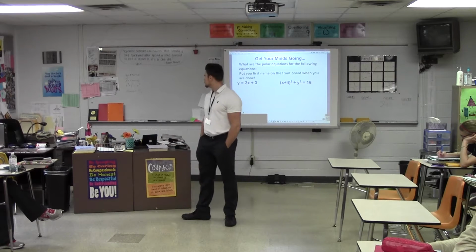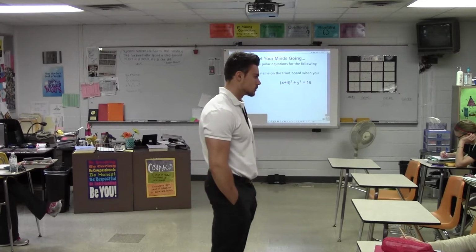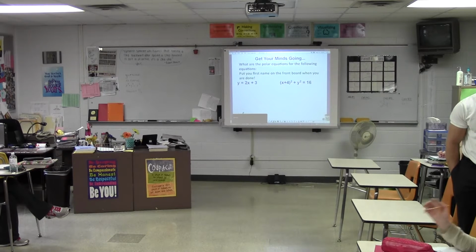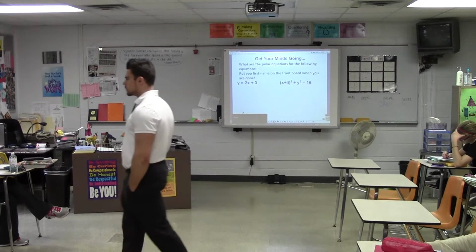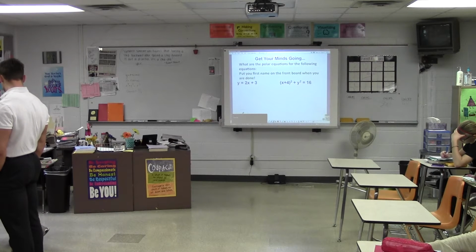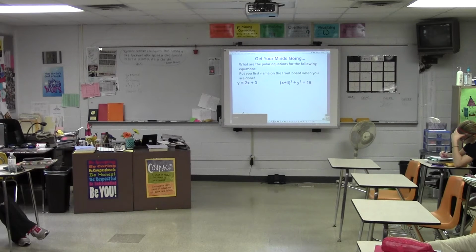R times R plus 8 cosine. We can move that to the other side. R squared plus 8R cosine, then R squared equals negative 8x. And negative 8x is negative 8R cosine of theta.